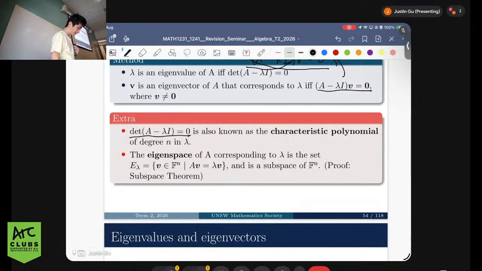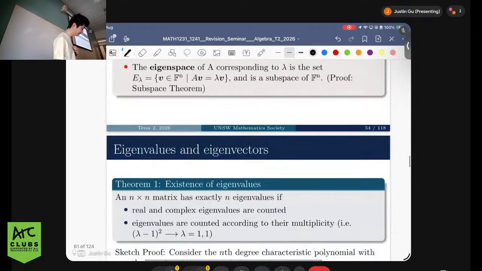It turns out that if we consider every single eigenvector corresponding to a particular eigenvalue, that itself forms a vector space, right? We call that the eigenspace of A corresponding to the eigenvalue lambda, which is the set of all vectors v such that A times v is lambda times v. It's going to be a subspace of F^n, and you can prove that just by using the subspace theorem. It obviously contains the 0 vector, it's closed under scalar multiplication, and it's closed under addition.